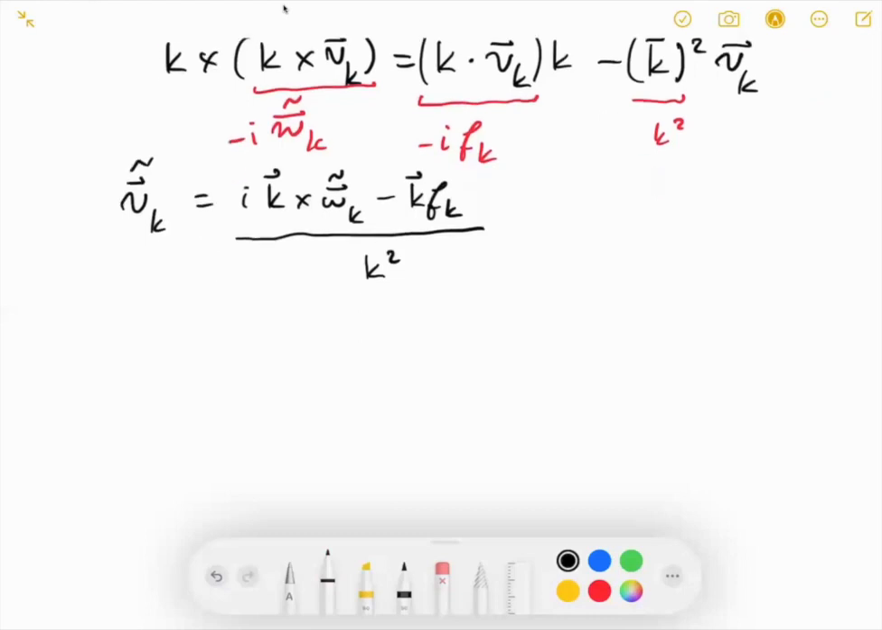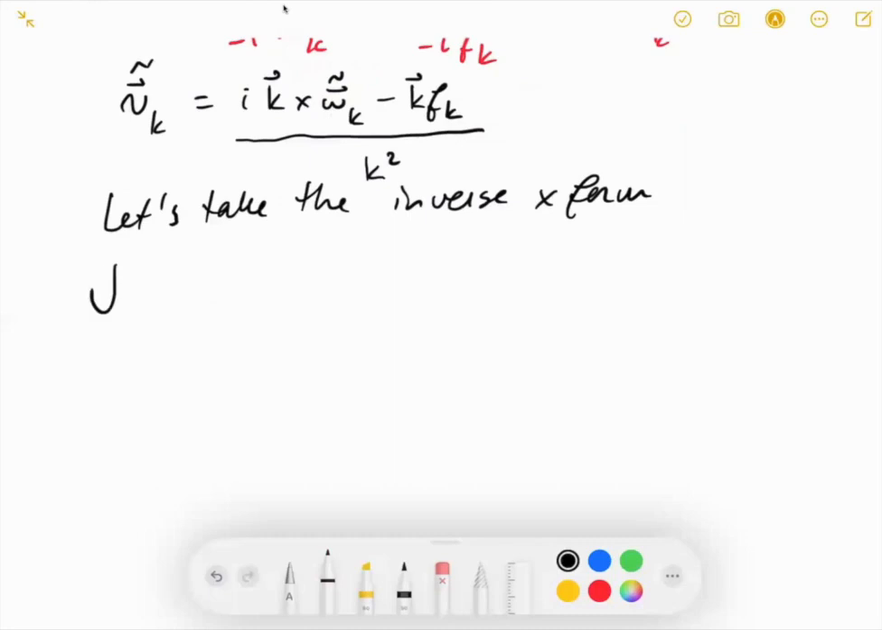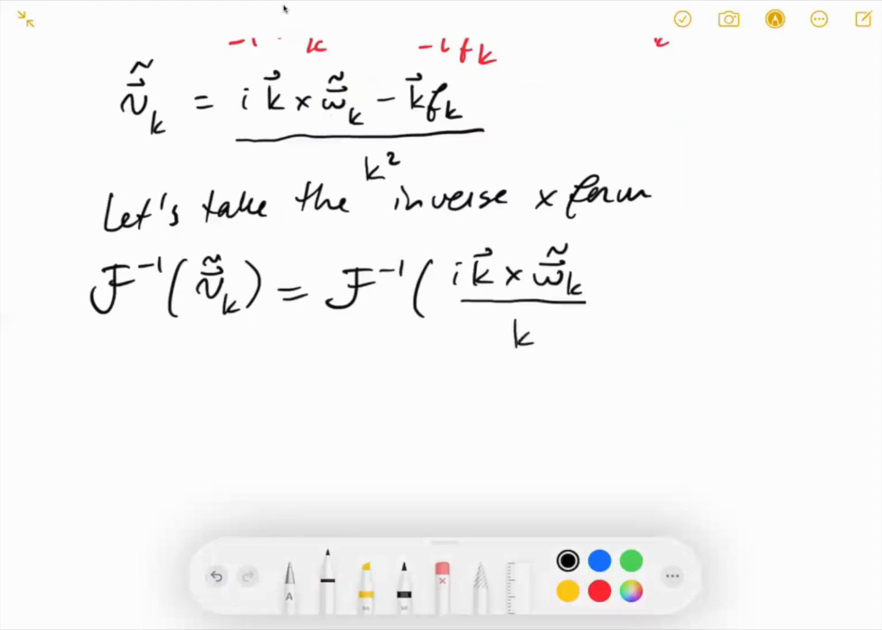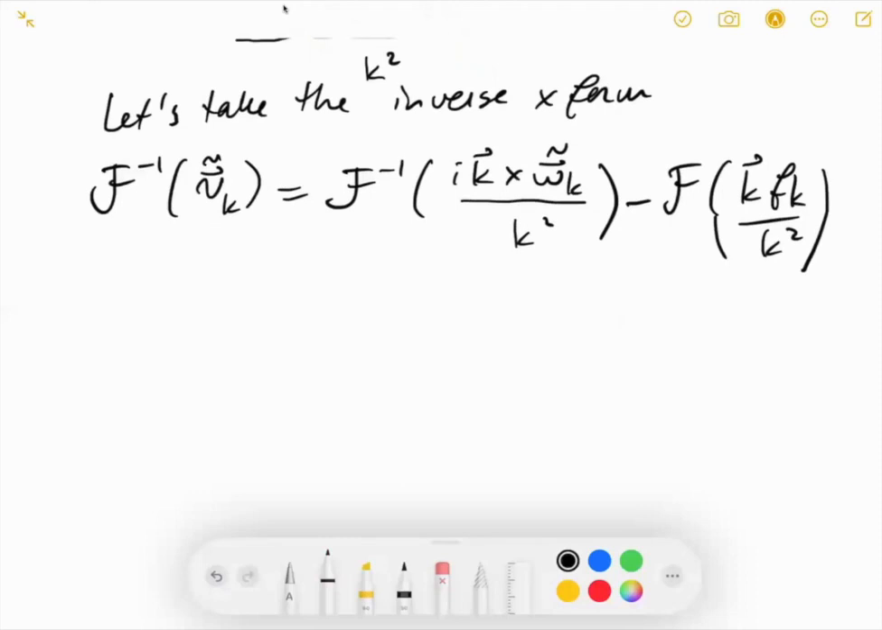So now we have V, we should be able to do the inverse transform. So we're going to have the inverse transform of V. It's going to be the inverse transform of i k crossed with W over k squared, minus the inverse transform of k F of k, also over k squared. Okay, the left-hand side is what we want. So this is actually the field that we're trying to solve for. So all we now need to know is what happens on the right-hand side.